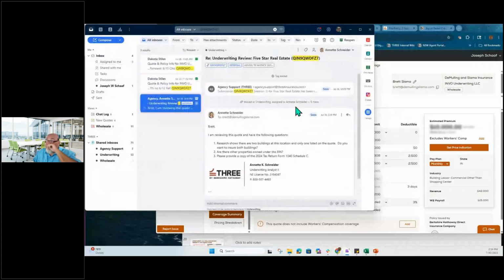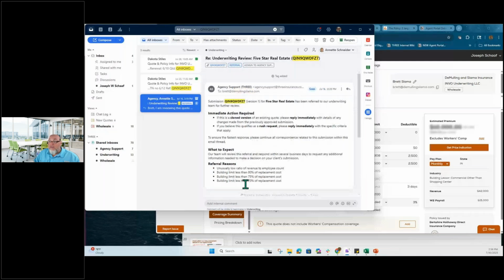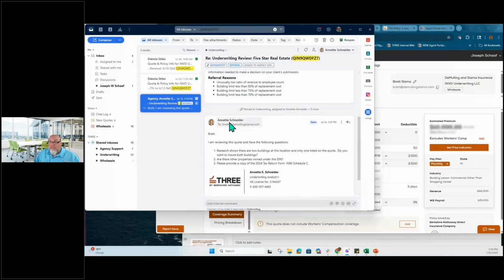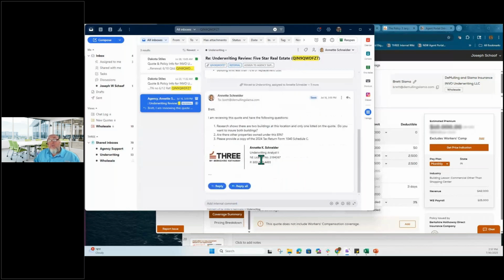It comes from agency support, and this is the email that you'll use. You hit reply all or reply, either way, and then your email will, you see in this case, Annette Schneider, and put this information in there. And then underwriting will get back to you in this email. Continue to use this very same thread whenever you have a referral situation.